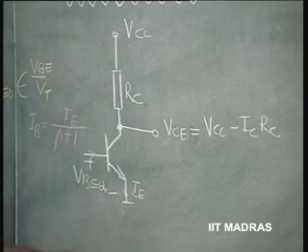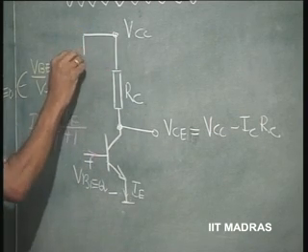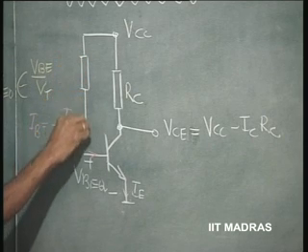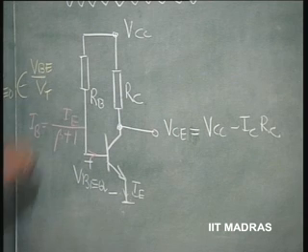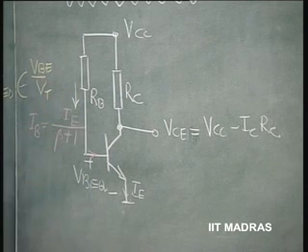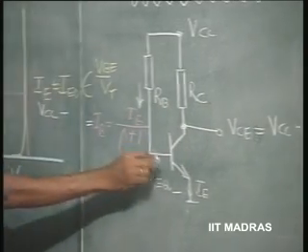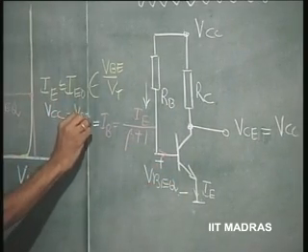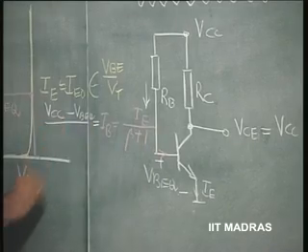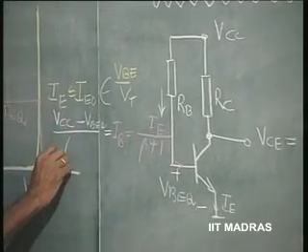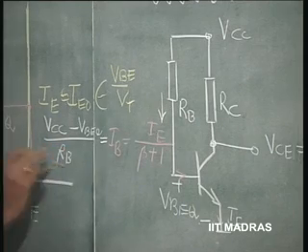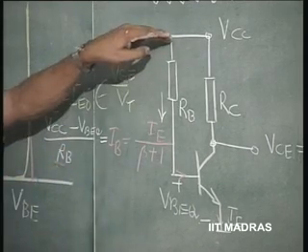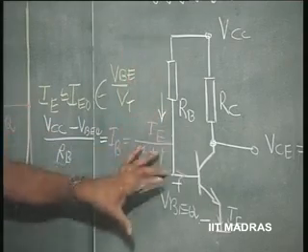How do I do that? I will now put another resistance which I call RB, so that the current in this is nothing but VCC minus VBEQ, which I already know for that current, divided by RB. This resistance, VCC minus VBEQ by RB, is this current.